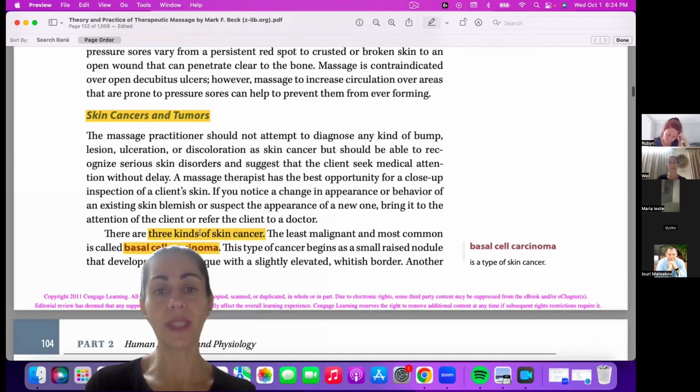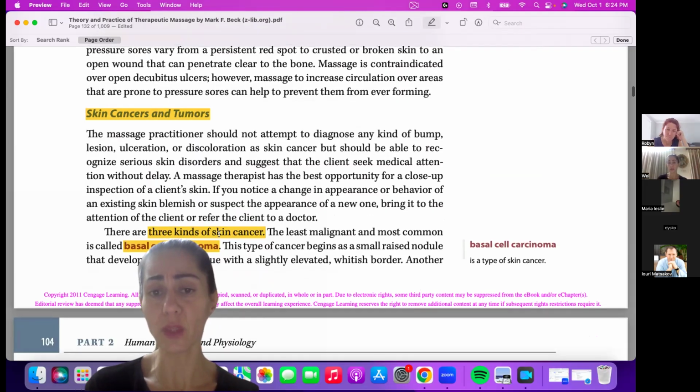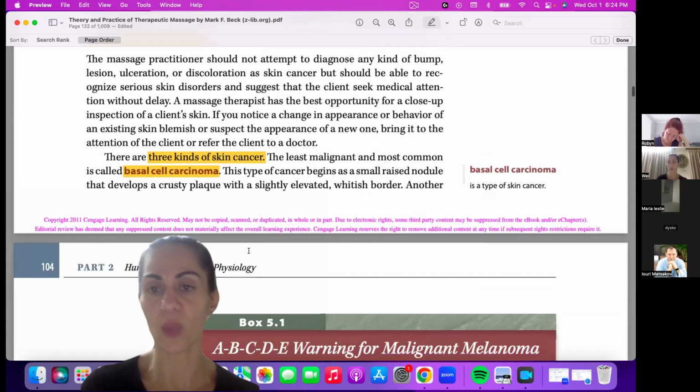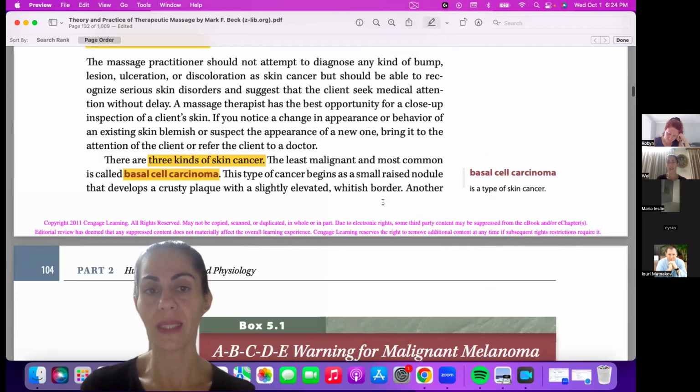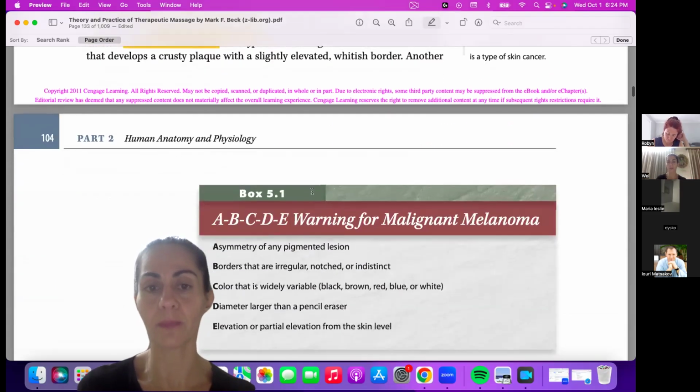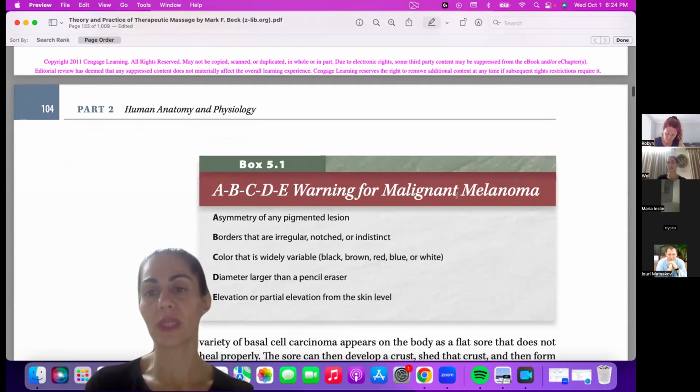Okay, so let's go to the 3 types of skin cancers. The least malignant and most common is the basal cell carcinoma. This type of cancer begins as a small raised nodule and then develops into a cluster plaque with a whitish border. Here we look at the border, the color, and the size. These are the warnings of a malignant melanoma: A, B, C, D, E. If you find those 5 things, it's identified as malignant.